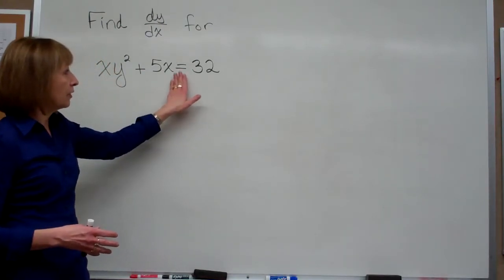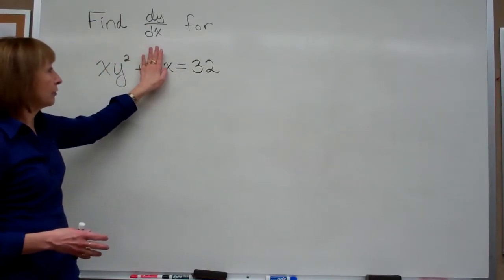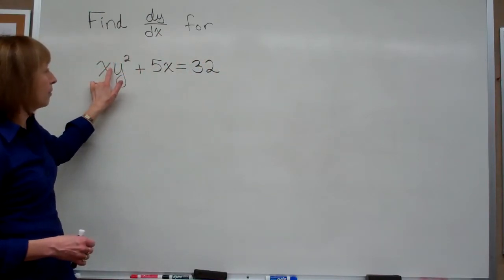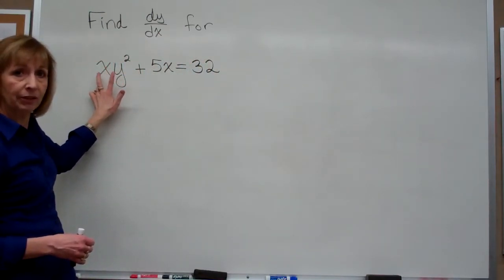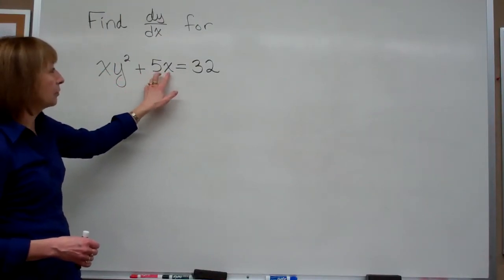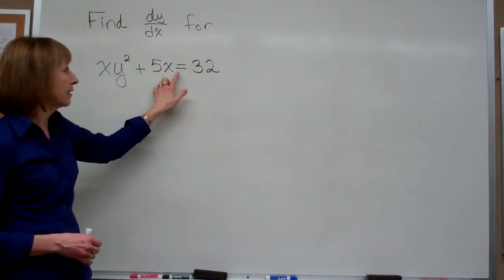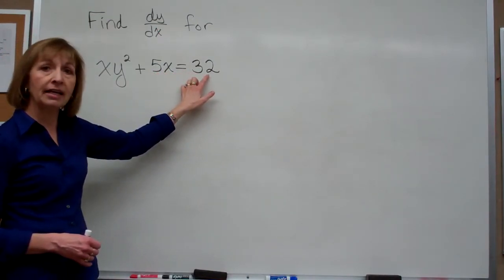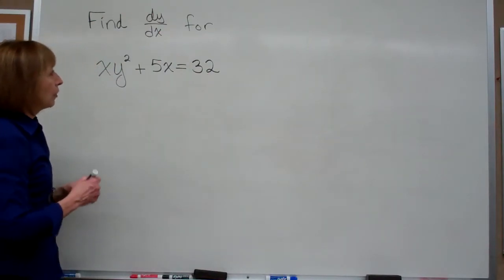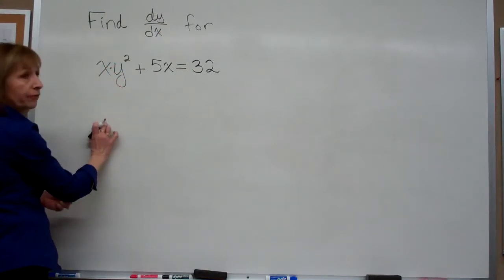So let's look at this equation. In this first term, I have two terms on the left side and one term on the right. In the first term, I have a multiplication between two variable expressions, so I'll need the product rule there. Then plus, going to another term, I have a constant 5 times my variable x, and then equal, on the other side, I have a constant term, 32. So when I'm taking the derivative, I'll need to use the product rule in this first part.